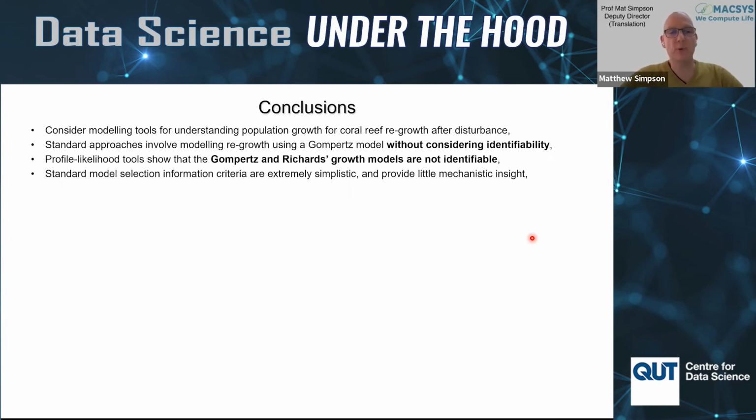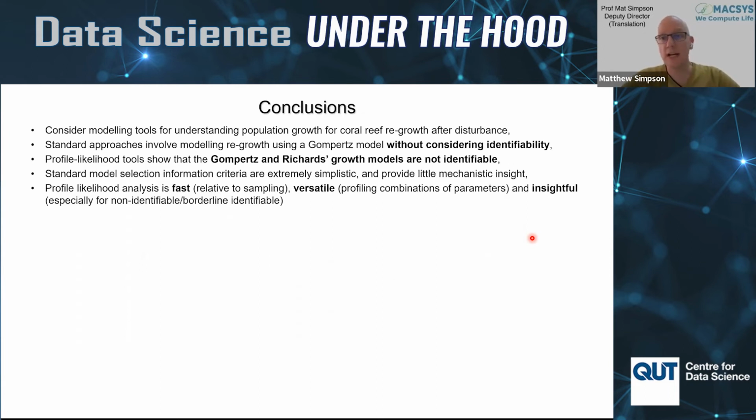I've also made the point that standard model selection based on information criteria is very attractive and very simple, but doesn't always provide insight into what happens when things go wrong. In contrast, I would claim that profile likelihood analysis is fast. Numerical optimization is often very fast, especially compared to sampling. It's versatile in that it allows us to identify and consider combinations of parameters. And it's insightful, particularly for the very practical cases we're interested in, where we're dealing with a problem that's non-identifiable or borderline identifiable.